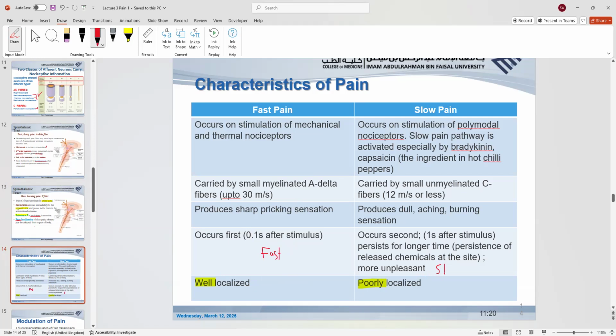Now, the transmission is by A delta fibers in fast pain, slow pain by C fibers. And of course, fast pain occurs first and slow pain occurs second, slower. Okay. So you can just quickly review this. Next, please.